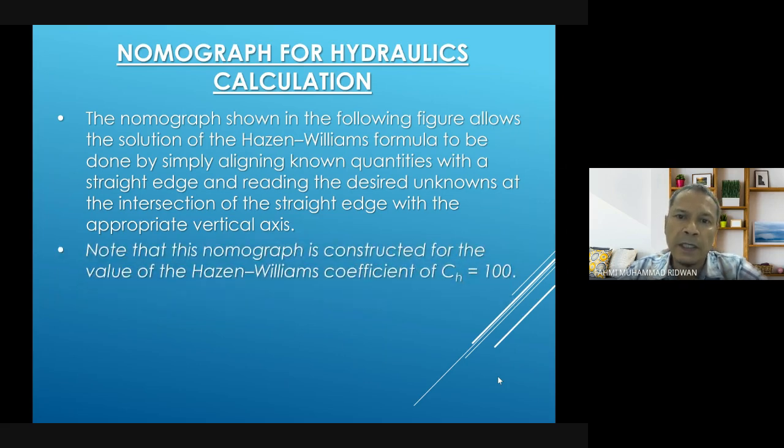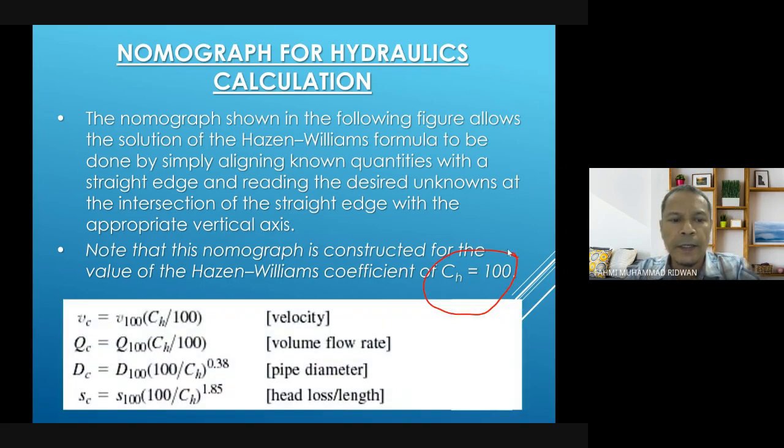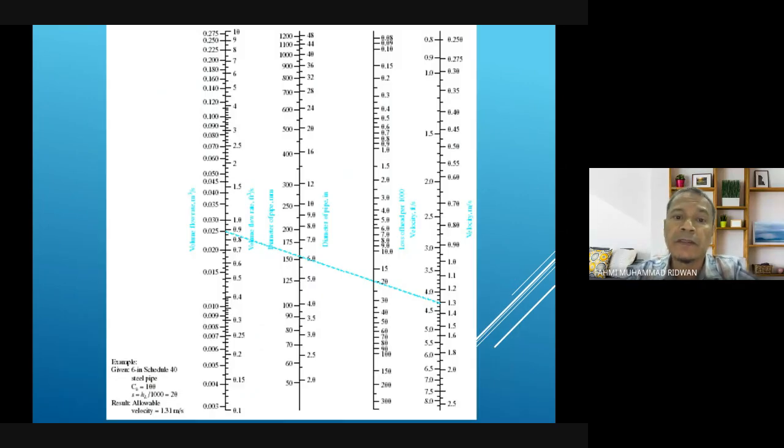However, in this nomograph, the Hazen-Williams coefficient value is only applied for 100. So if we have to determine the velocity, the flow rate, the diameter, and the head loss for other CH values, we have to multiply by a correction factor like this. Okay, this is the example of a nomograph.